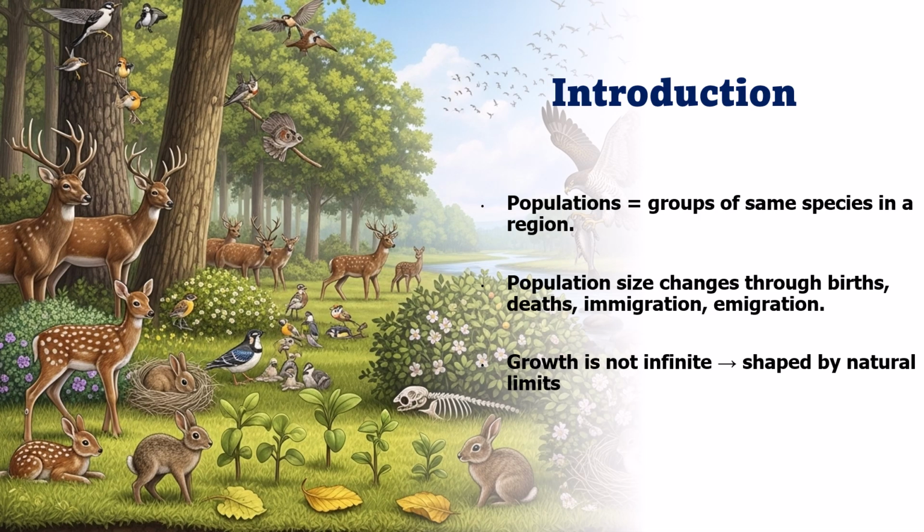As we have discussed in an earlier lecture, a population is simply a group of individuals of the same species living in a given area. Population size changes constantly through four processes: births, deaths, immigration, and emigration. If births and immigration outnumber deaths and emigration, the population grows. The opposite leads to decline, but growth is almost never limitless. Nature enforces limits that we'll explore.